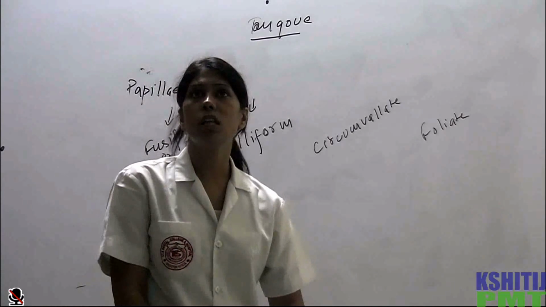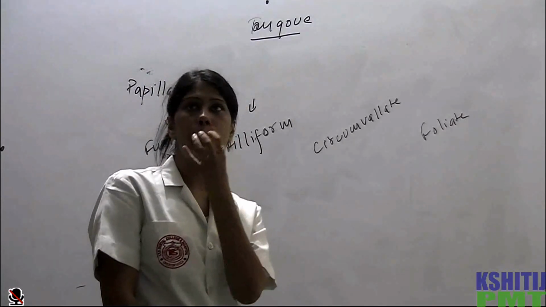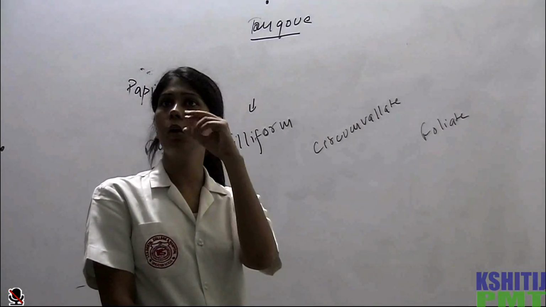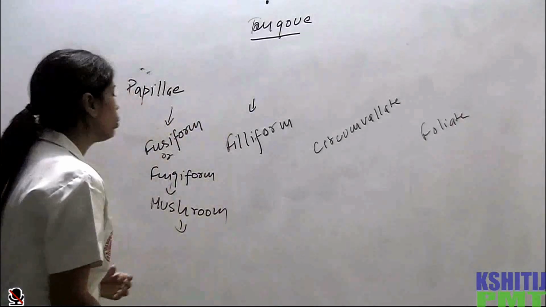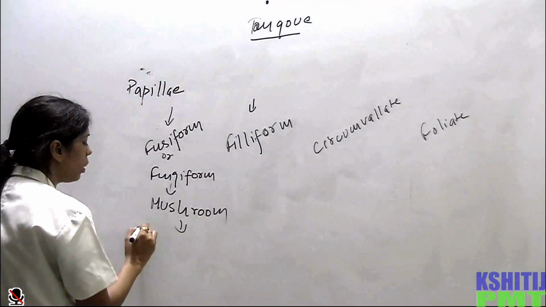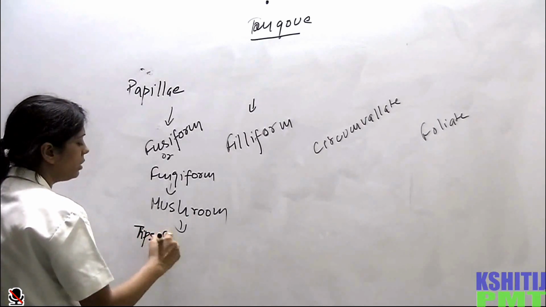After this, one more thing. It is present mainly on the tips of the tongue and at the sides of the tongue. So it is present mainly on the tips and sides of the tongue.